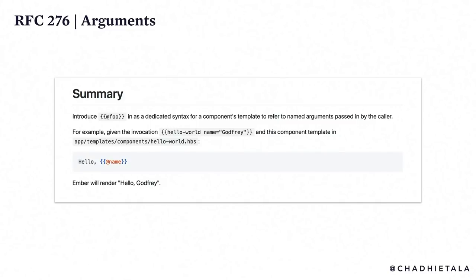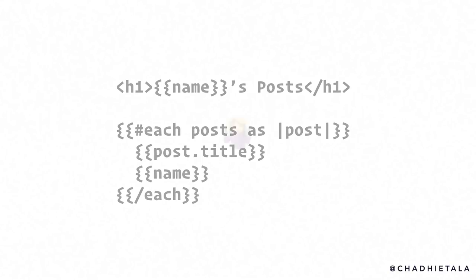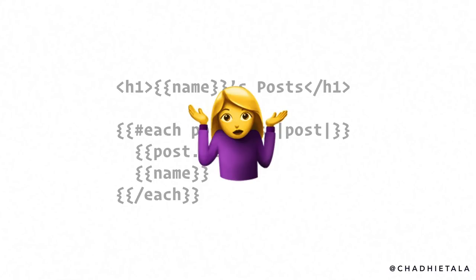But what this RFC proposed was adding an actual argument syntax to the language. So let's say this is a template inside of your application. Who can tell me where name is defined and where post is defined? Is it a thing that was passed to you? Is it a thing that is on the context of the component? The real answer is you don't know. And so begins this journey of going to look at all of the places inside of the application where this thing is being used. Is it being passed to me? Is it on the component or is it getting overridden? You have no idea. So you have to go look at all the different spots.